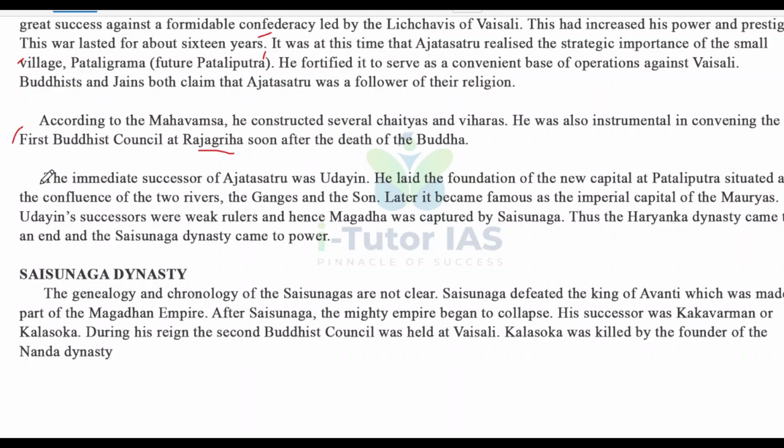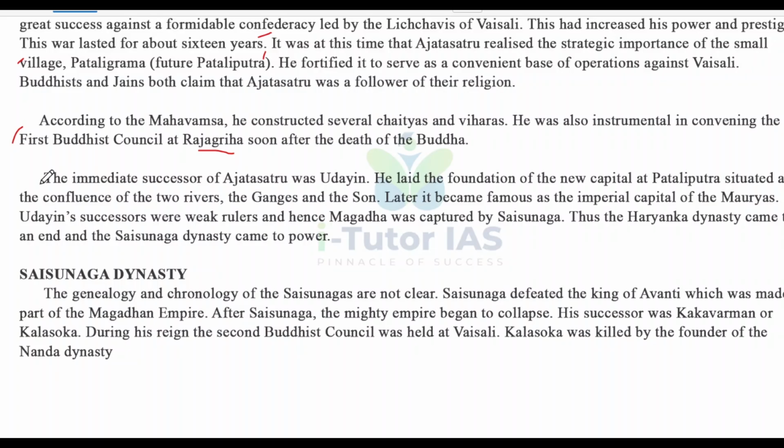The immediate successor of Ajatasattu was Uddayin, and he laid the foundation of the new capital at Pataliputra, situated at the confluence of the two rivers, the Ganges and the Son. Later, it became famous as the imperial capital of the Mauryas.